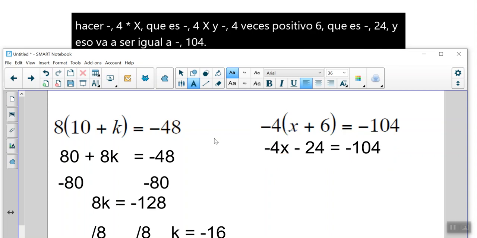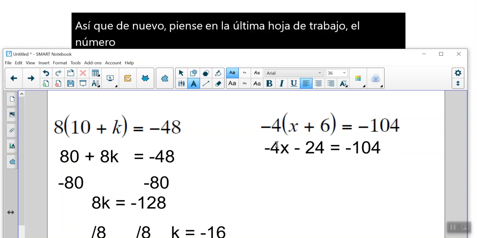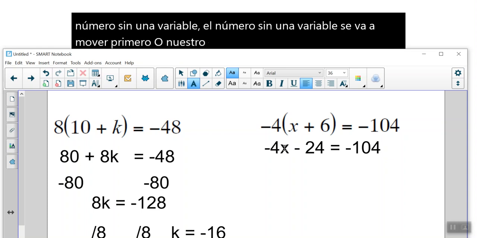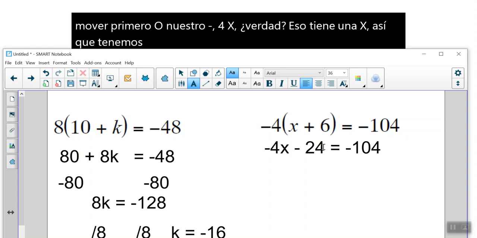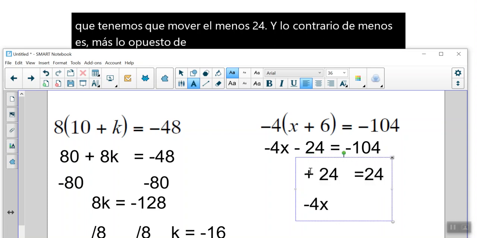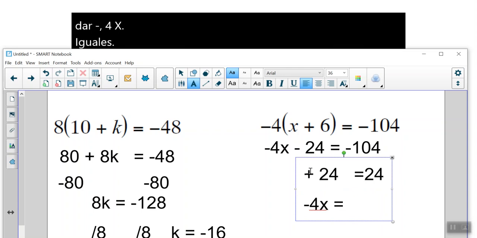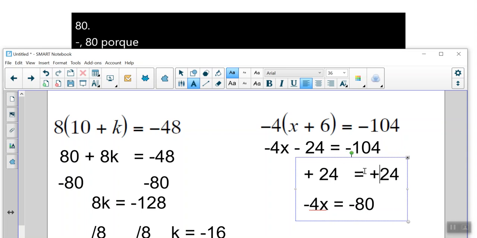So again, think back on the last worksheet. The number without a variable, you're going to move first. So our negative 4x, that has an x, so we have to move the minus 24. And the opposite of minus is plus. The opposite of subtraction is addition. So that's going to give us negative 4x equals negative 80, because negative 104 plus 24 is negative 80.